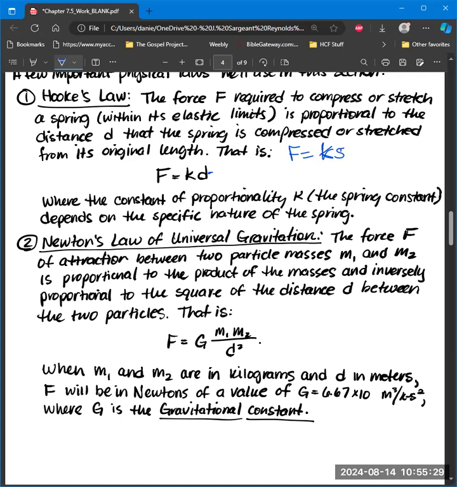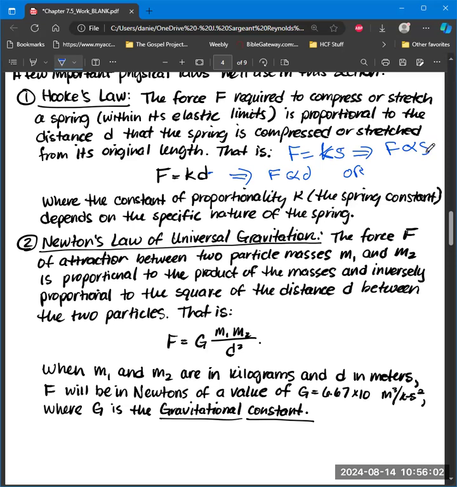So this statement is equivalent to saying that the force is proportional to the distance, or if we're using this, the force is proportional to the length that it was stretched. That length is going to be positive if you're stretching it, so you're going to have to define a distance as positive and another as negative.